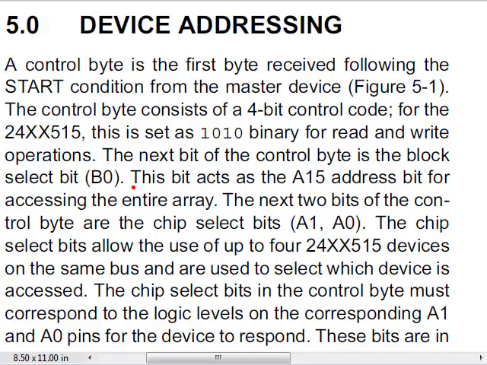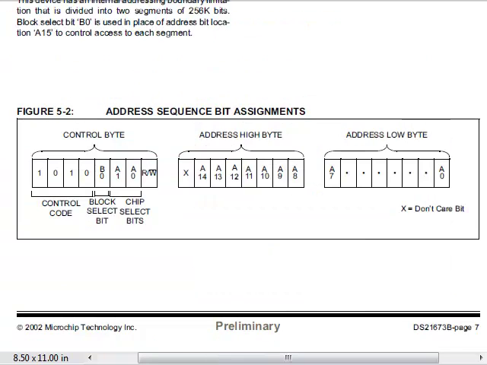Returning to the B0 bit, note that this bit acts as the A15 address bit for accessing the entire array. That is, we've got a 64K part, 64K bytes of storage. The topmost bit is selected with B0. The rest of the bits come down here at the bottom of the page where we send the lower 15 bits of the address, where the top bit, instead of being here, is actually stuck in here, the block select bit. So effectively what we have is a part with multiple personalities. There's 32K in the upper half and 32K in the bottom half of this part. It's as if the same package contains two separate chips.